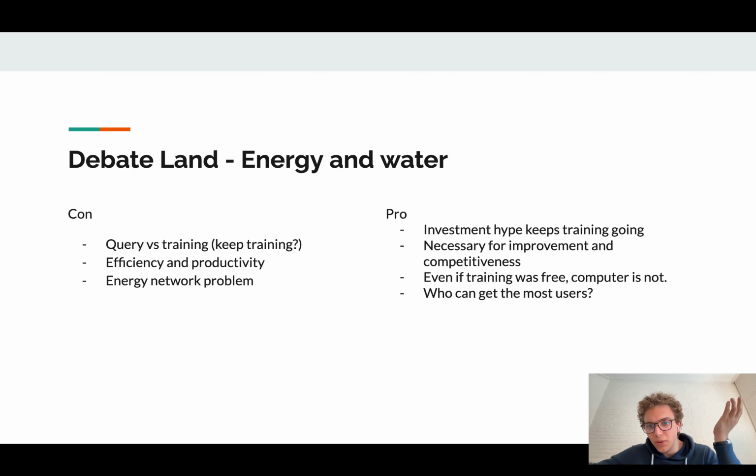Can we not use this to warm our houses? Can we not make use of this in some other way? Then, as for the reasons that this AI does consume water, and this is actually a negative thing.